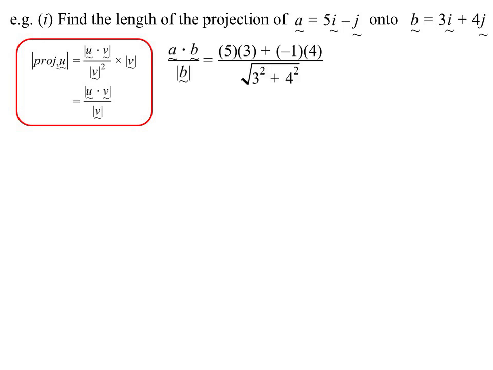that length. Well, if we sub our one into that formula, a dot b, 5 times 3 plus negative 1 times 4, over the magnitude of b, so it's the magnitude of the one we're projecting it onto. Square root of 3 squared plus 4 squared, we'll get 11 on 5.